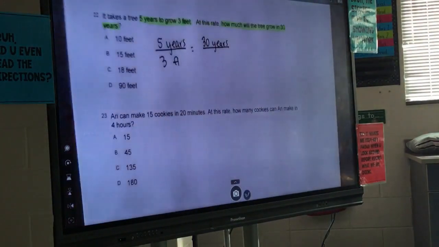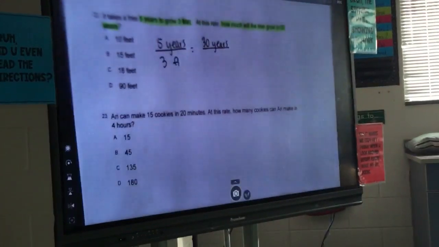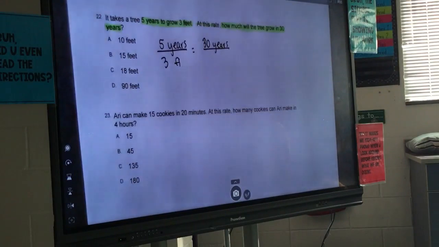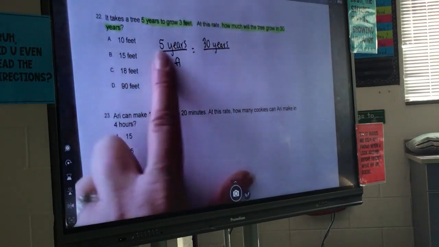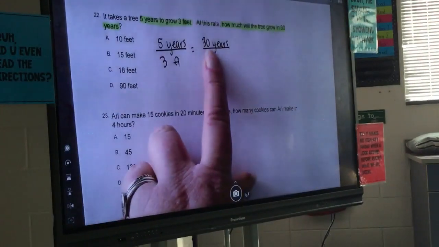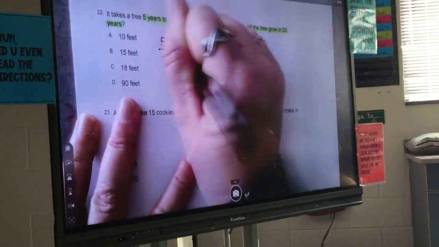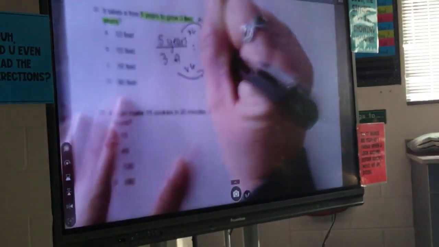Now look at these numbers. It's a lot easier than finding unit rate and then finding this, right? Because what did we multiply 5 by to get 30? So I'm going to multiply this by 6, which means I'm just going to multiply this by 6, and I get 18 feet. Okay?